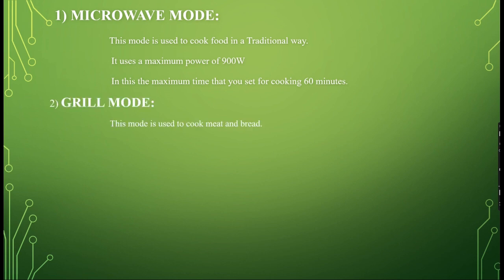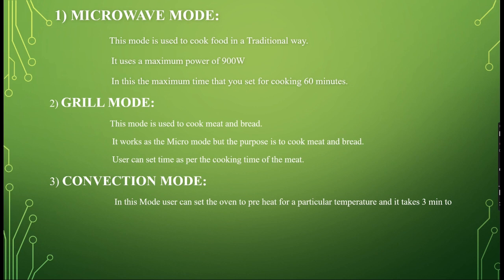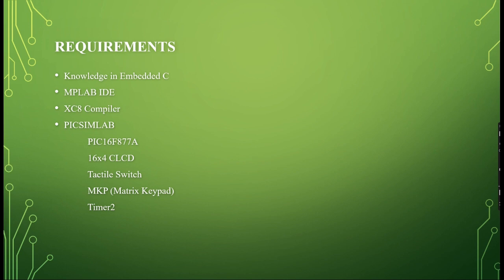The grill mode is basically to grill the food, and next is the convection mode. In this mode, the user is allowed to set a preheat temperature, and it takes 3 minutes for the preheating time. After preheating, the user can set the timing as per the requirement and cook the food. The requirements for this project are MPLAB IDE, XC8 compiler, PixSimLab, which has PIC16F877A as the board, and a 16 cross 4 CLCD, tactile switch, MKP, and timer 2.